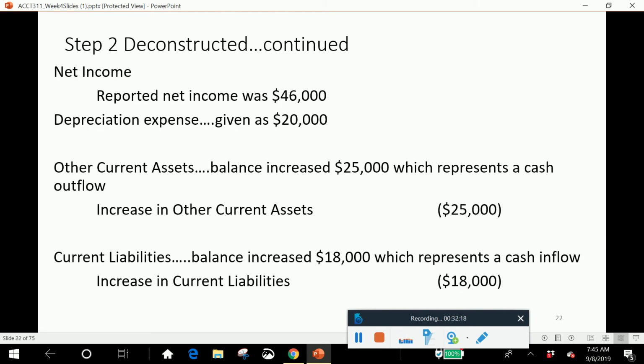If we look then at our operating activities section, we started with net income. That was reported at $46,000. We've also been able to reconcile that retained earnings balance, so we know that we're good on that account. Depreciation expense was also given, $20,000. We've also been able to reconcile our accumulated depreciation account, so we know that that is the correct number.